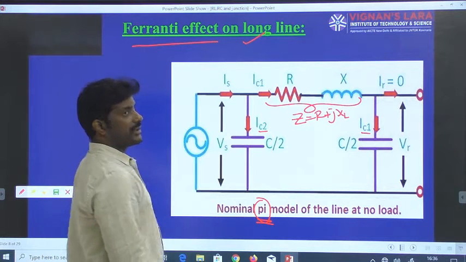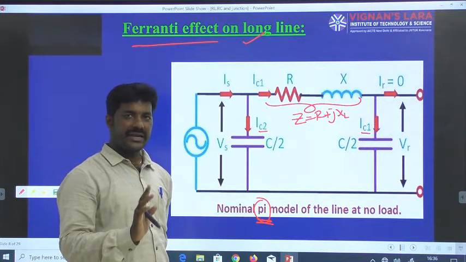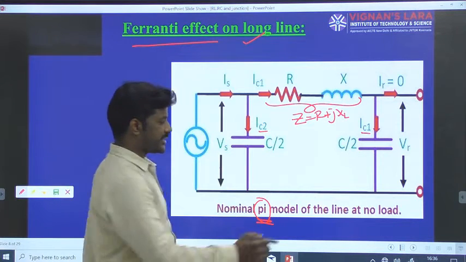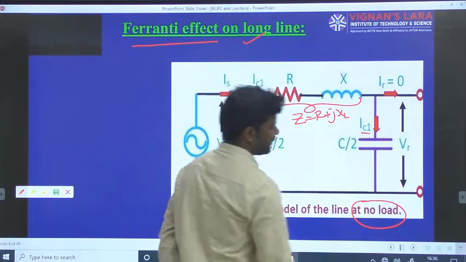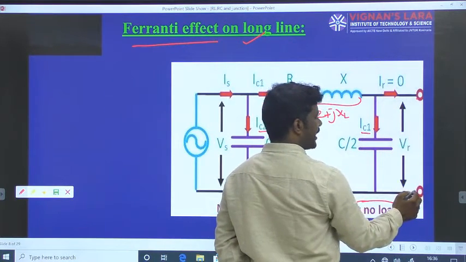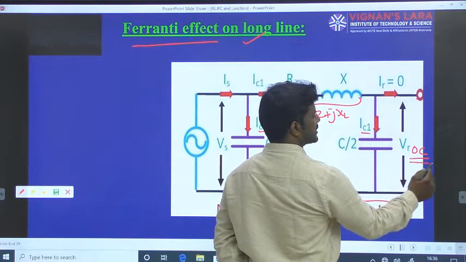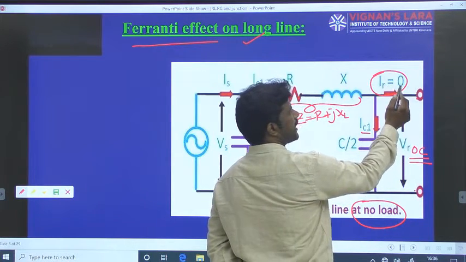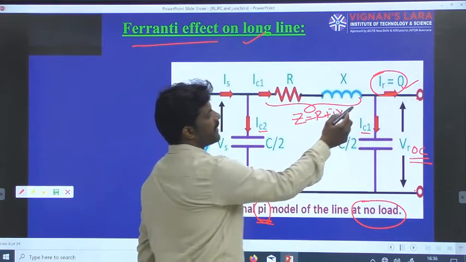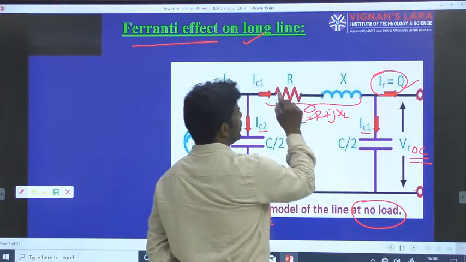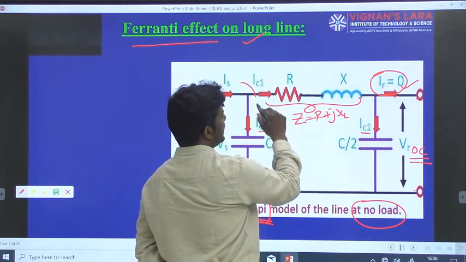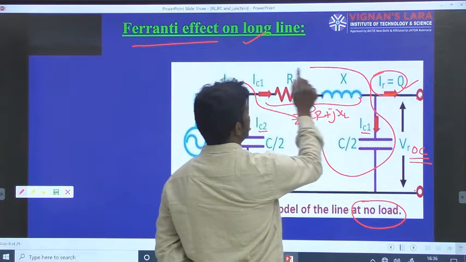As I told you, the Ferranti effect is mainly observed whenever the transmission line is operated at lightly loaded or no load condition. Since it is no load operation, these two port terminals are open circuited. Thereby the current in these terminals becomes zero, as I showed here: IR is zero. Because the load current is zero, this R, X and capacitor C are connected in series.